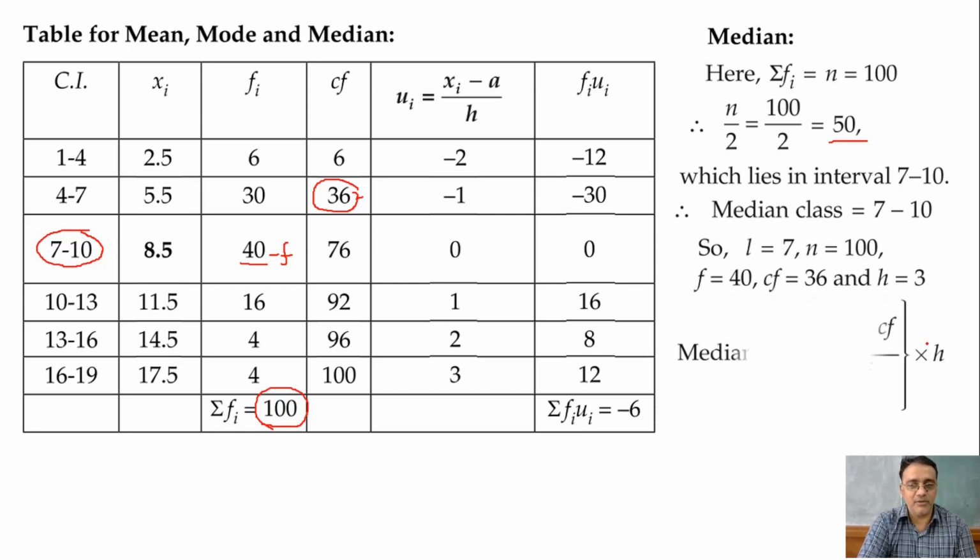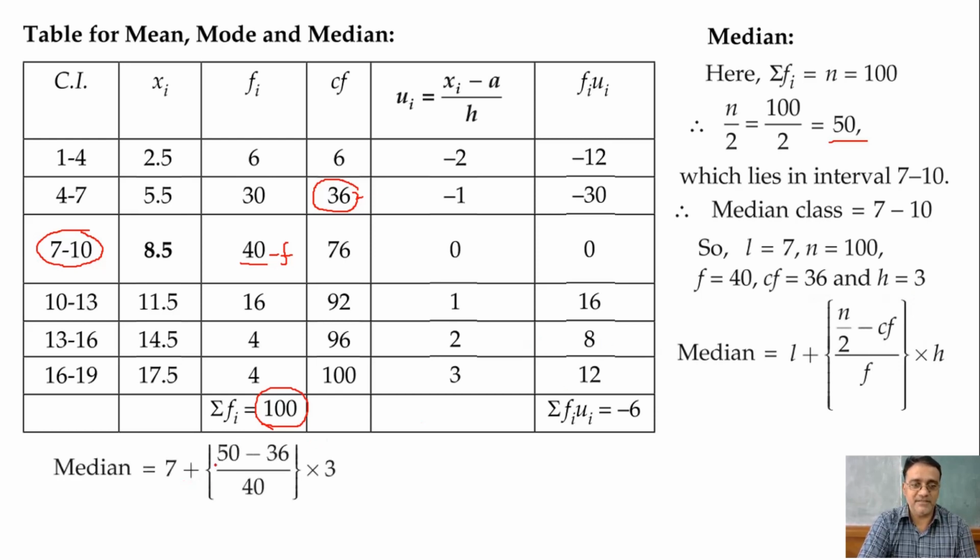Now we'll write the formula. उसके बाद substitute करेंगे हम. देखो 7 plus 50 minus 36 upon 40 into 3. 50 minus 36 हम लोग को मिलेगा 14. ओके 14 इंटू 3, ये भी कैंसिल कर सकते हैं हम लोग. 7 plus 21 by 20, 21 by 20 कितना होगा? 1.05. सो फाइनली 8.05.